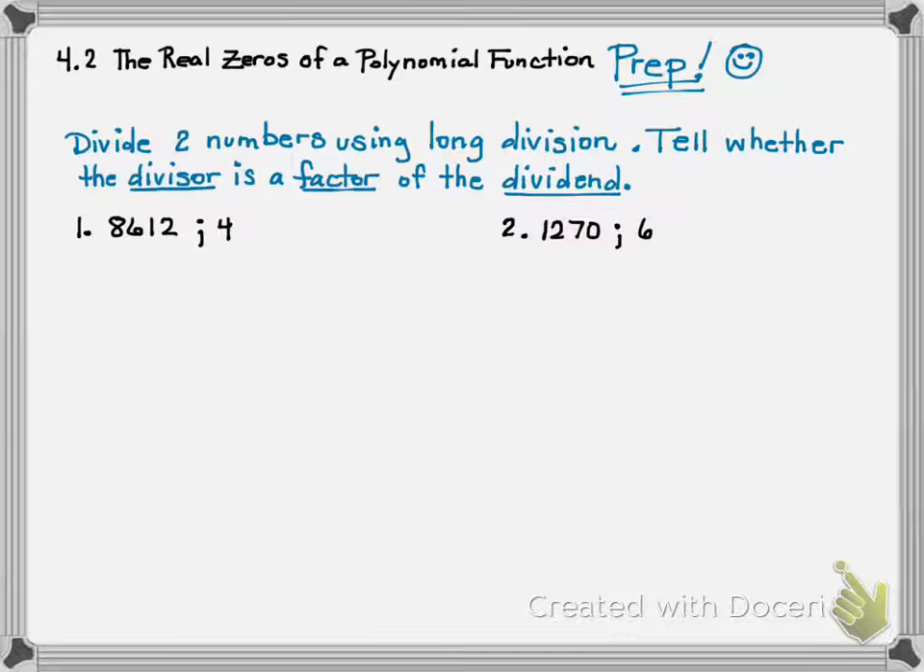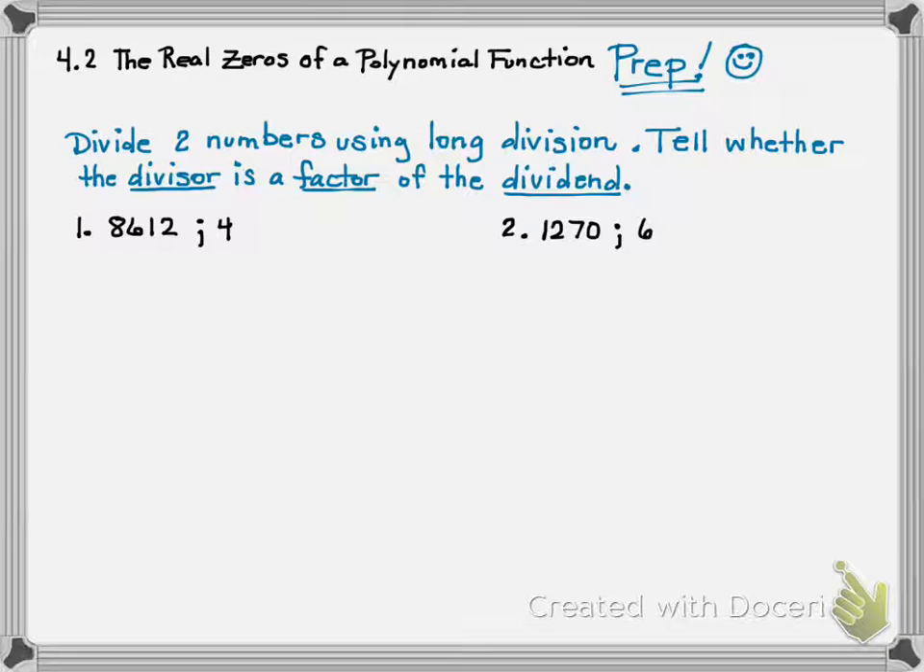Alright, 4.2, the real zeros of a polynomial function prep. Basically, I'm prepping you for 4.2 for later on, but I'm going to take you through the very basics. First of all, we're going to do something that we did way back in the day. We're going to divide two numbers using long division, and we're going to tell whether the divisor is a factor of the dividend. So just a little vocabulary lesson.